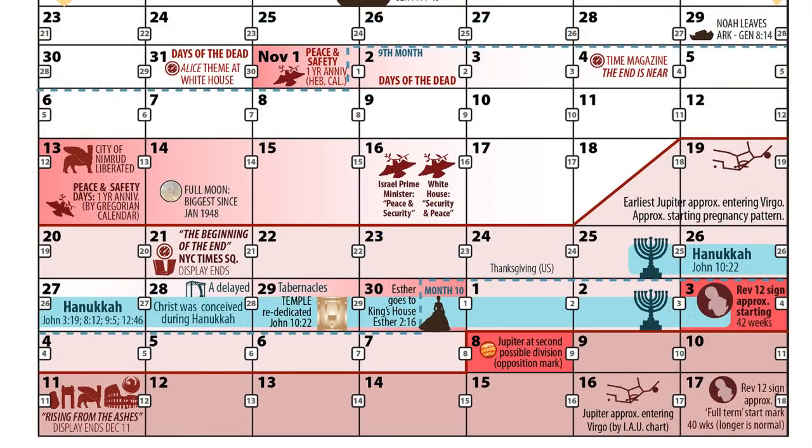And we have December 8th highlighted just for your reference of that would mark a possible division. And that would be going totally by the opposition point mark. And right now we're on November 20th, and so that does not leave much time between now and then.